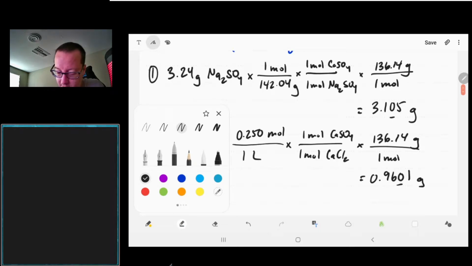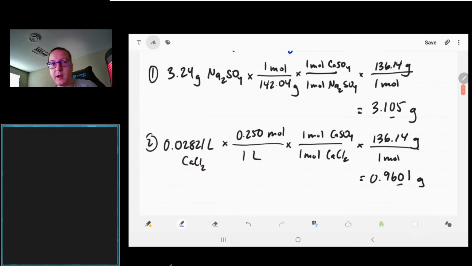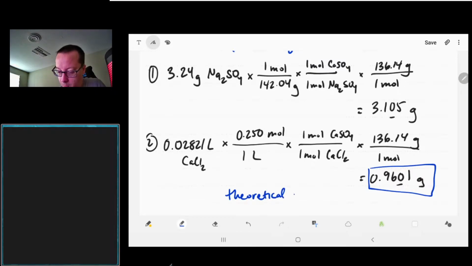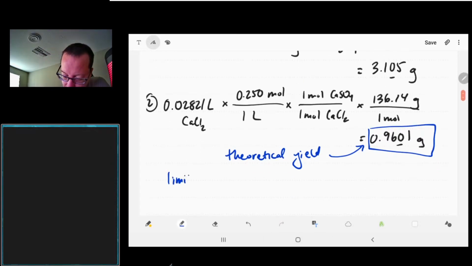And so from this, now at the end of our problem, we can take a look at our answers, and we're going to want to choose the smaller one. So that will be this one. So this would be our theoretical yield. Though because the question has said we have 100% yield, that is the same thing as our actual yield, but we won't worry about that. And so this tells us that the limiting reactant was calcium chloride.